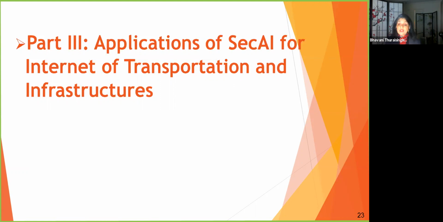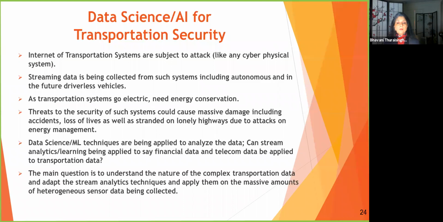So part 3, applications of security and AI for the Internet of Transportation and Infrastructures. Okay, so how do we apply part 1 to part 2? So, data science and AI for transportation security.